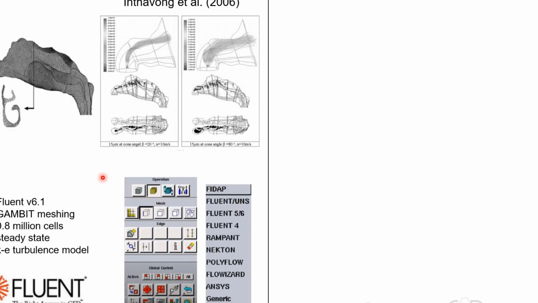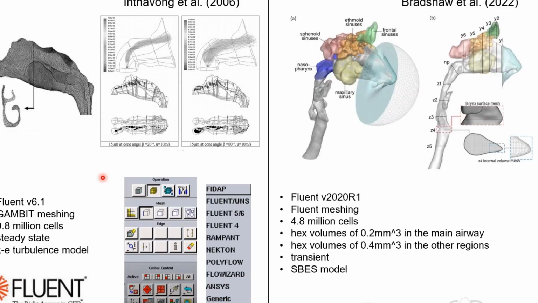At the time, this model was 800,000 cells, steady state, and at the time we were using the K-epsilon turbulence model. We fast forward to recent time, you see now that the anatomical structures of the airway have been improved significantly. Geometry is far more realistic and much more improved, with additional anatomical structures included. So here we've got the sinuses as well as the nasal pharynx, all the way down to the larynx down below.